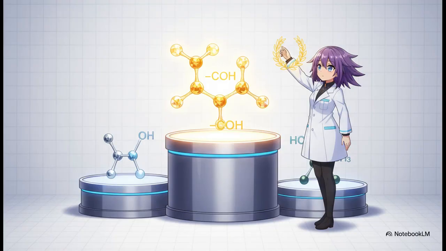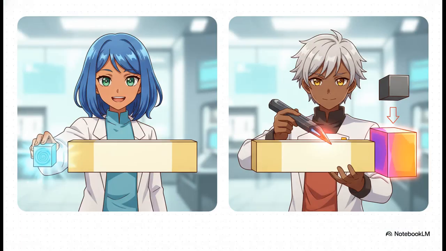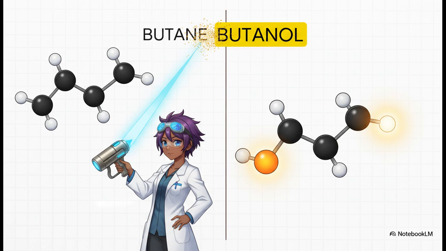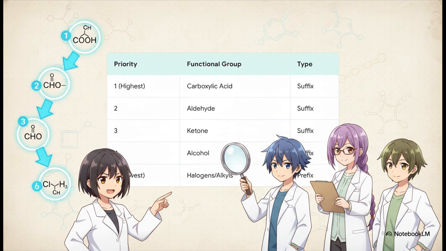All right, let's talk about the real game changers. Functional groups. These guys are a big deal. Some groups are just prefixes, like halogens, but others, like alcohols, change the whole end of the name. Take butanol, for example. That -ol suffix tells you it's an alcohol, replacing the e from butane. If you've got multiple groups, you need a priority list. The highest priority group gets the lowest number.